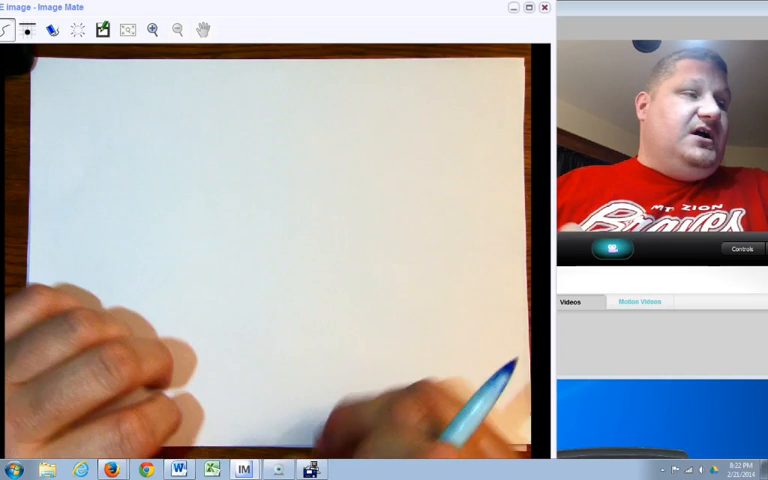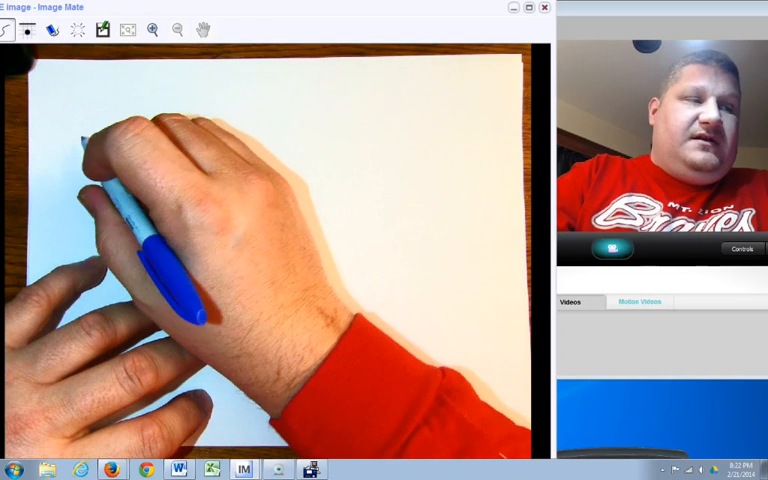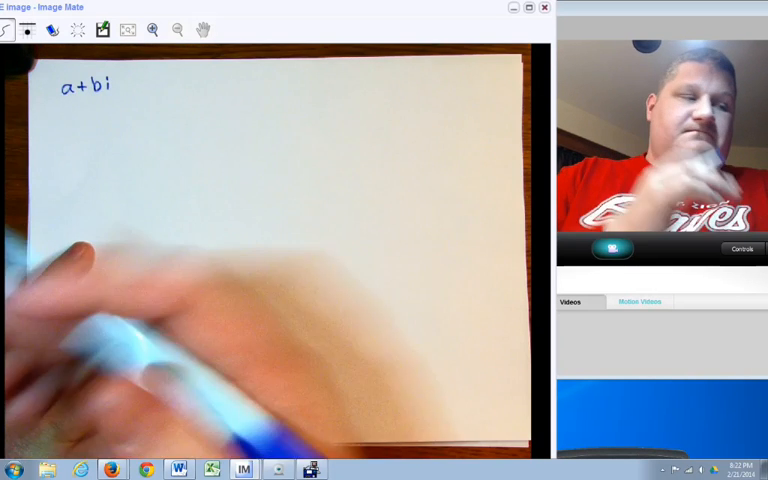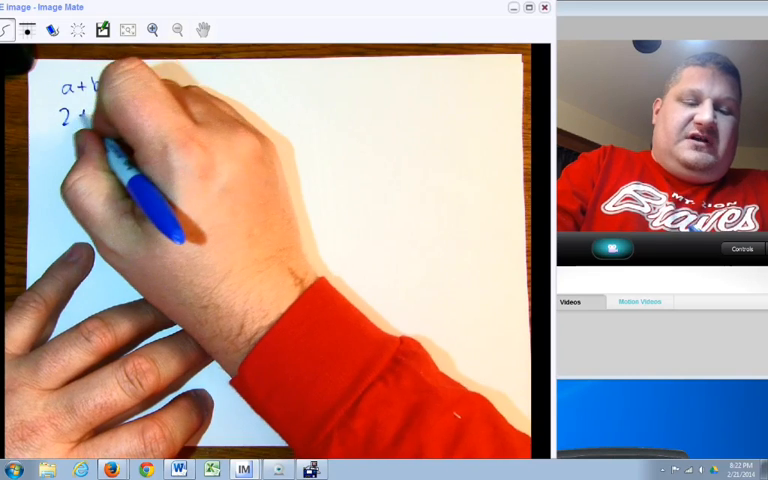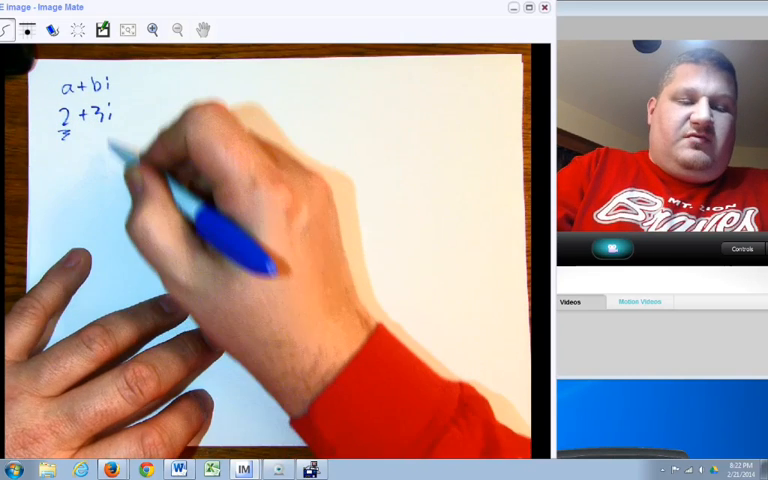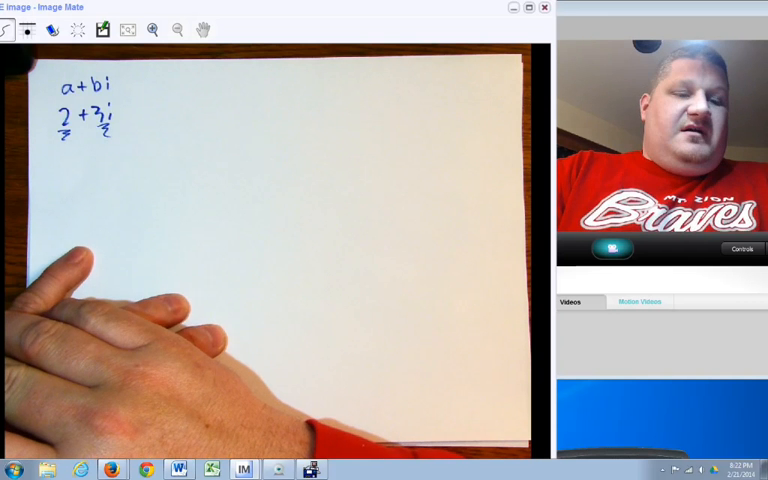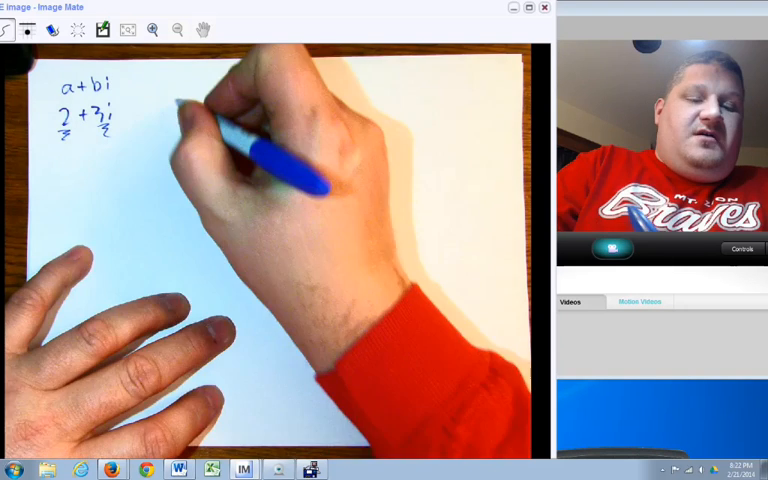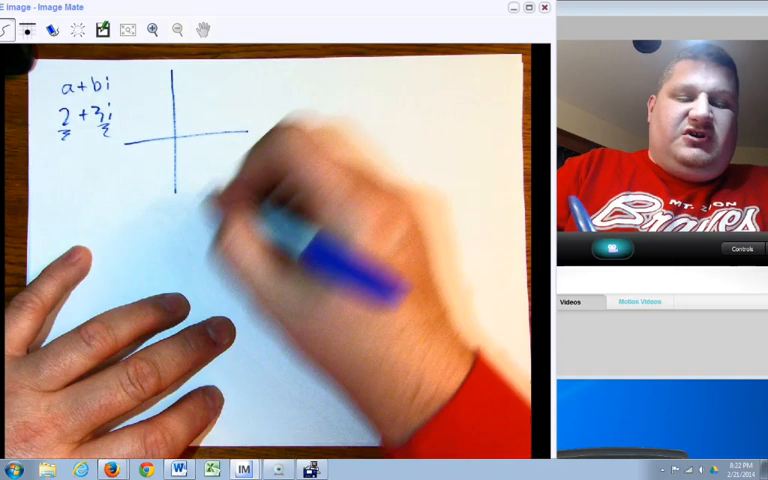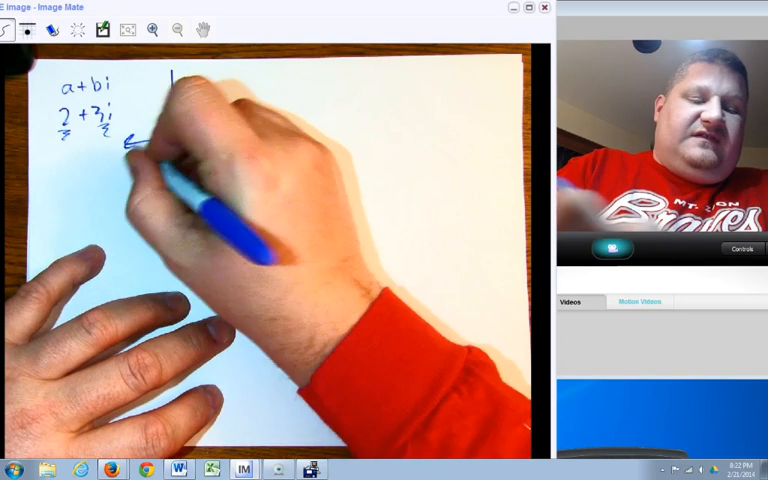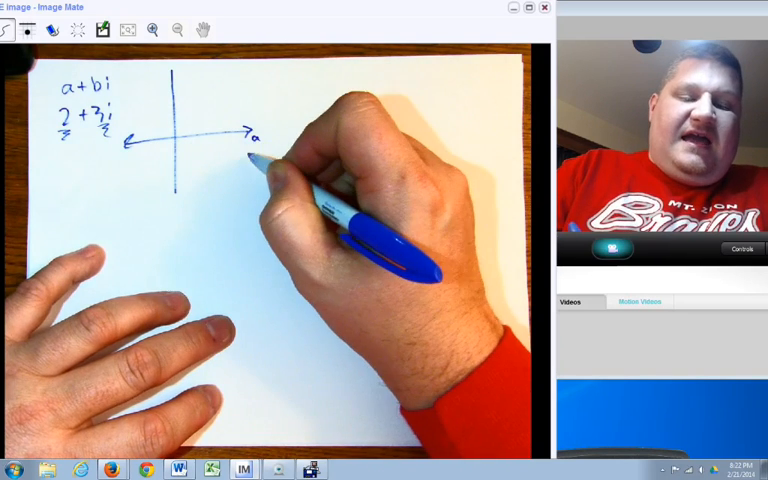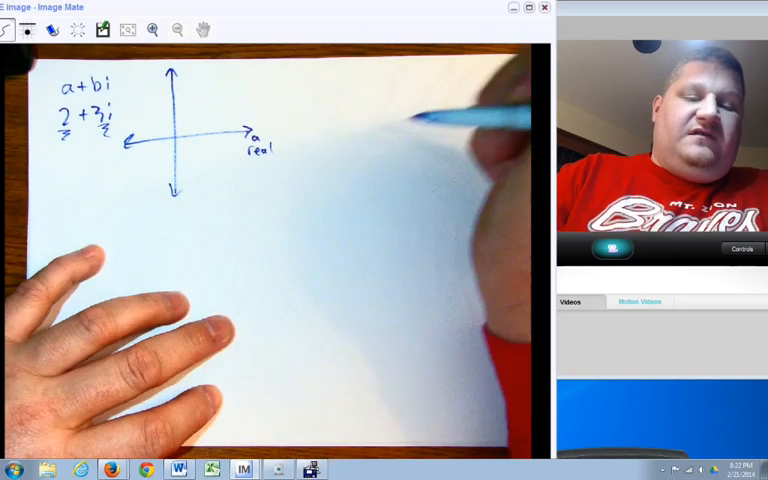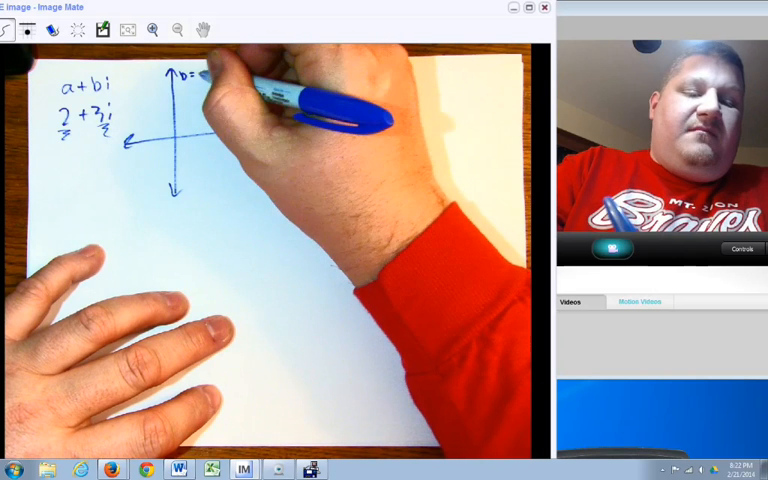So here we go. If you'll remember correctly, we have complex numbers. A plus bi. Nothing crazy about that. 2 plus 3i. 2 is the real part. 3i is the imaginary part. Now, you'll also remember that we can graph imaginary numbers. But imaginary numbers are graphed on an imaginary plane. Instead of the x-axis, you have the a, or real axis. And instead of the y-axis, you have the b, or imaginary axis.